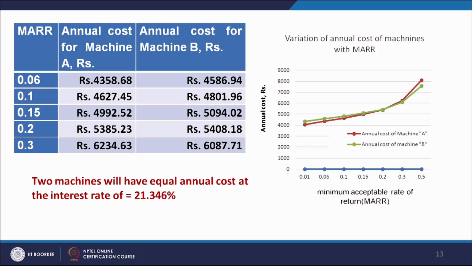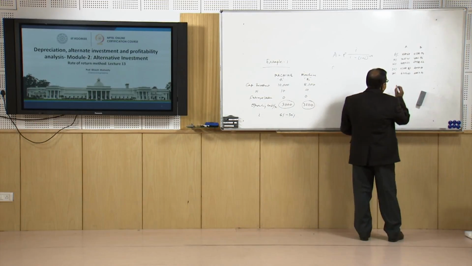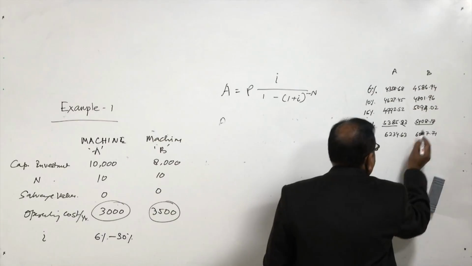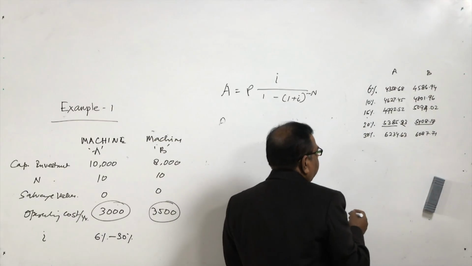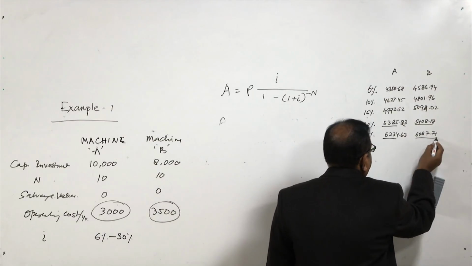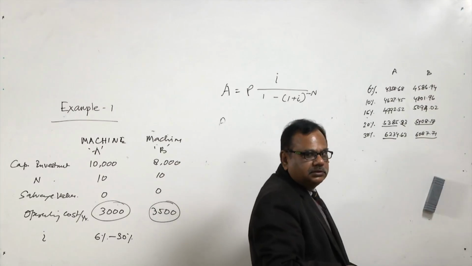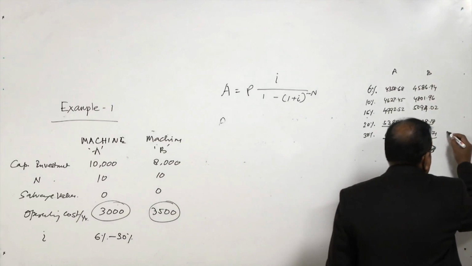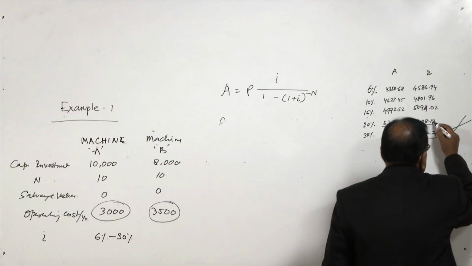Now, what we see here, this is the table and this is the graph which shows it. Here we see the A value is less than the B value, but for 30% this is more than the B value here. That means the crossing of decision takes place somewhere in between this.